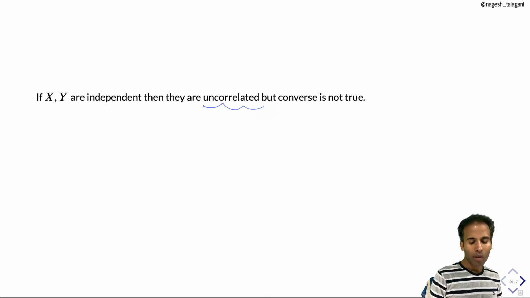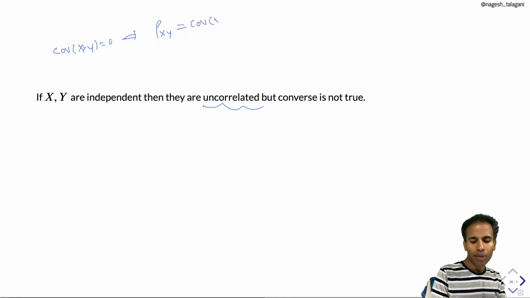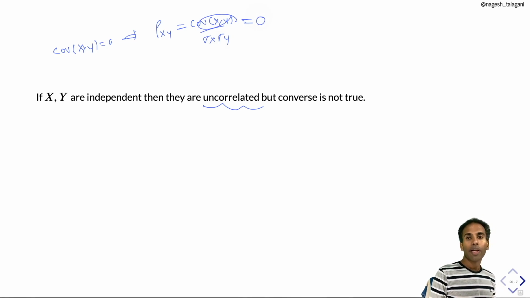First of all, when x and y are independent, we know that covariance of xy is 0. That implies the correlation coefficient will be 0, because the correlation coefficient is covariance of xy divided by sigma x sigma y. The numerator is 0, so the whole thing will be 0. So independent random variables are uncorrelated, but the converse may not be true.